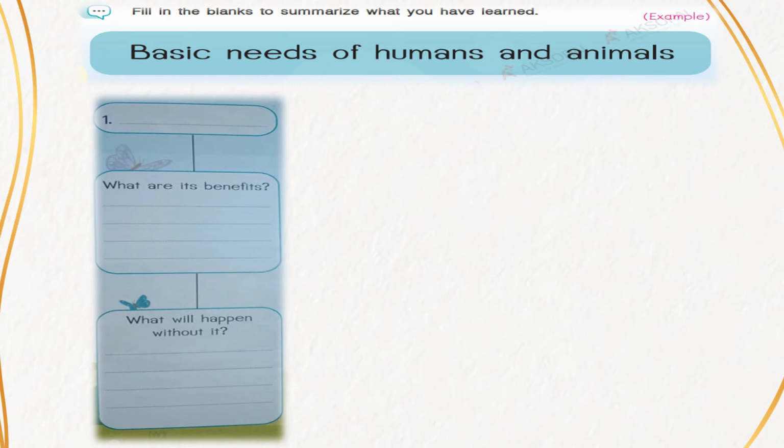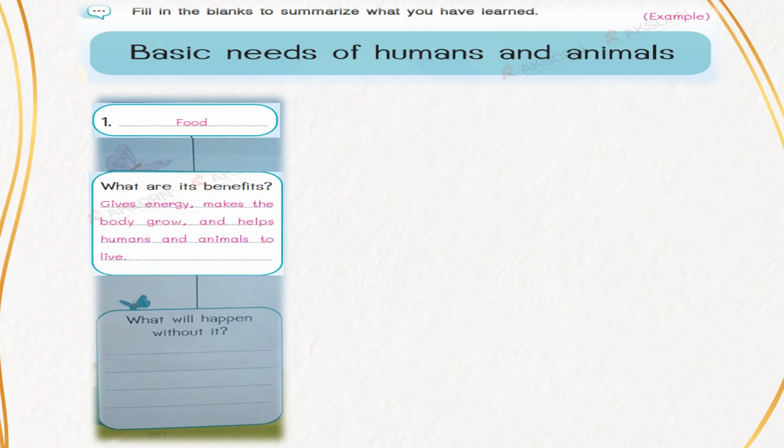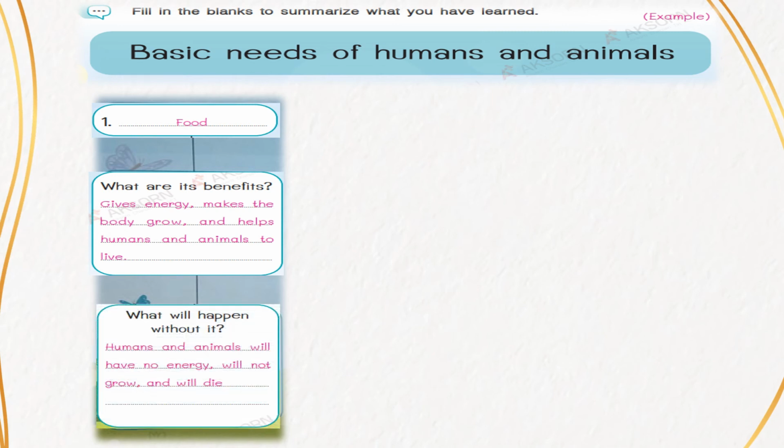Number 1. What basic needs of human and animals? Number 1 is, yes, food. Next, what are its benefits? Gives energy, makes the body grow, and helps humans and animals to live. Number 3, what will happen without it? Humans and animals will have no energy, will not grow, and will die.